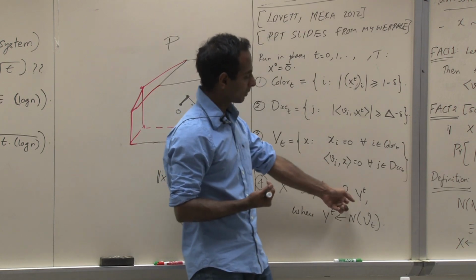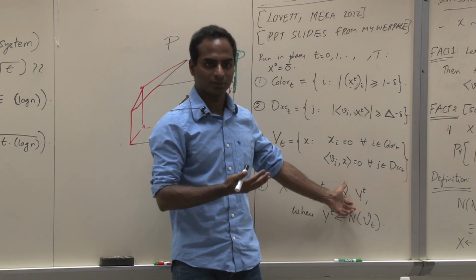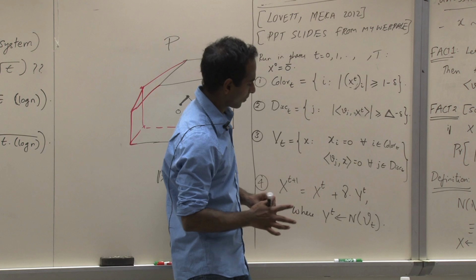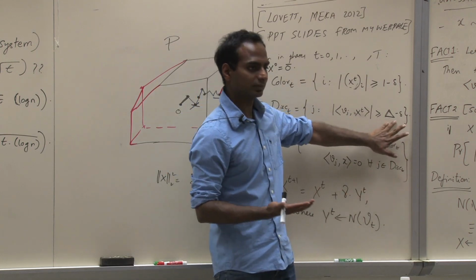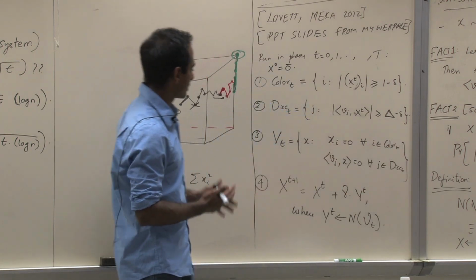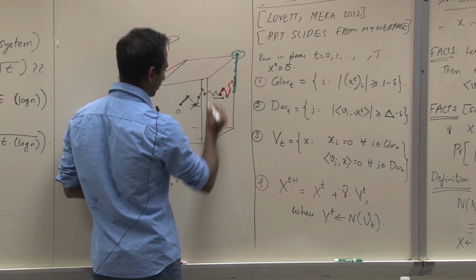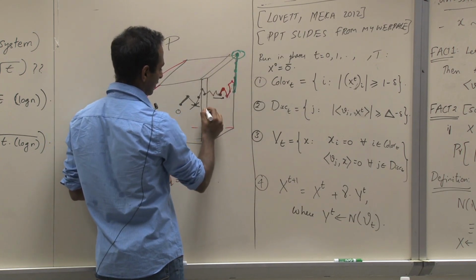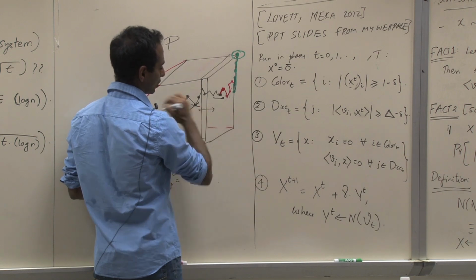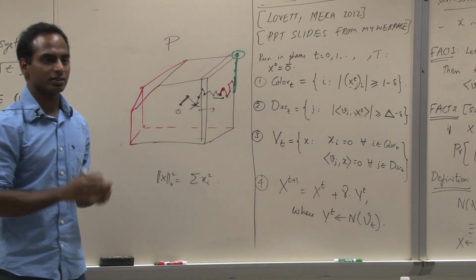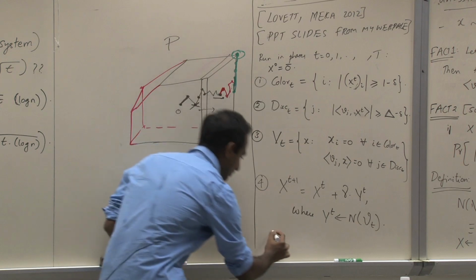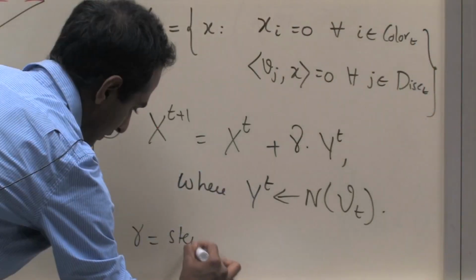You can think of gamma as infinitesimally small, as small as you want. It should be smaller than delta, basically. You want it to be sufficiently small so that when I introduce this wiggle room here, in one single step I do not shoot across. That's the only condition. So gamma is the step size.